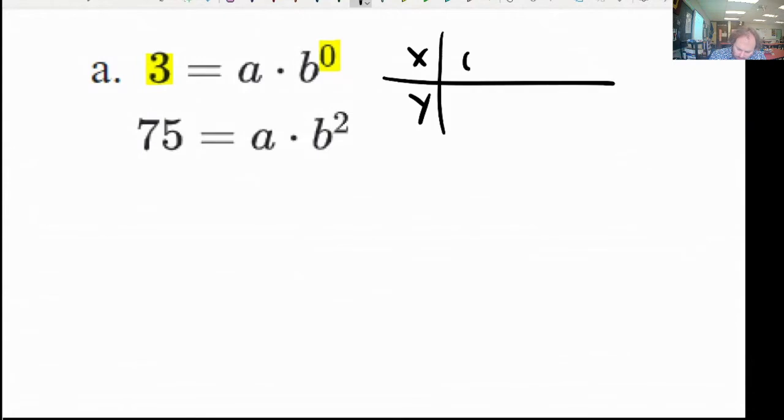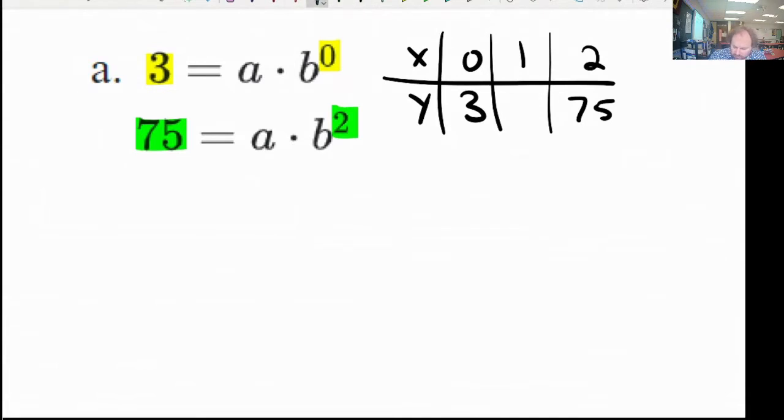If x is 0, y is 3. And I also know that when x is 2, y is 75. So I don't know what 1 is, but I do know that 2 gives us 75. And so the question here is, okay, 3 times what gives us 75? And I believe that's times 25.